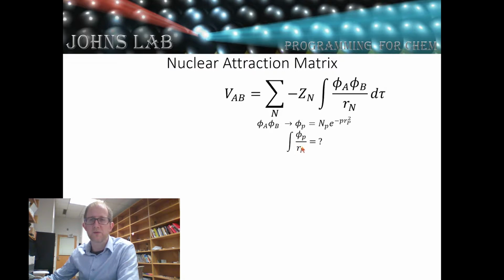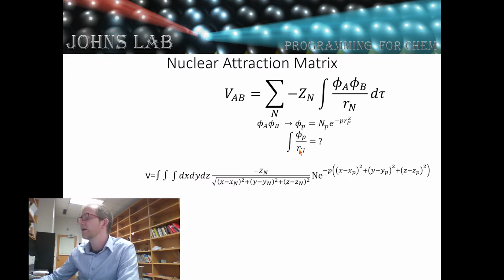And we can see the trouble here when we write this not in terms of r sub n, but as a three-dimensional or triple integral over x, y, and z. We have this minus Z sub n over the square root of x minus x sub n squared, y minus y sub n squared, plus z minus z sub n squared, times an integral that's centered at point P. And so we can't split this up anymore into a function of x times a function of y times a function of z. We have to evaluate this triple integral, and the question then comes down to how do we do that?